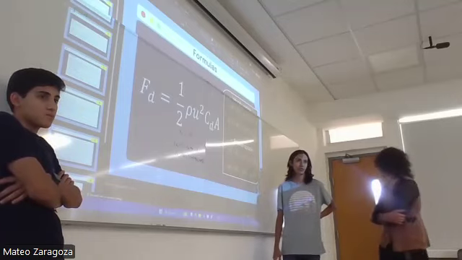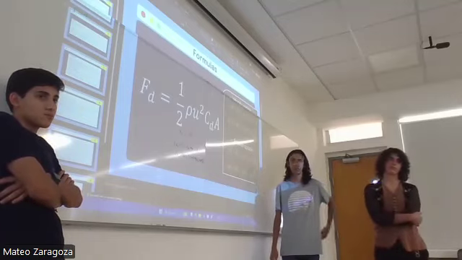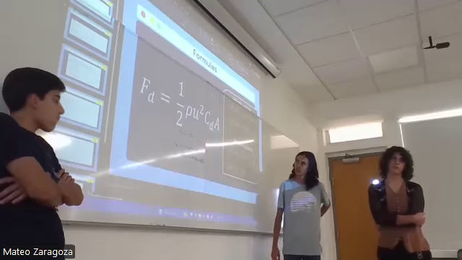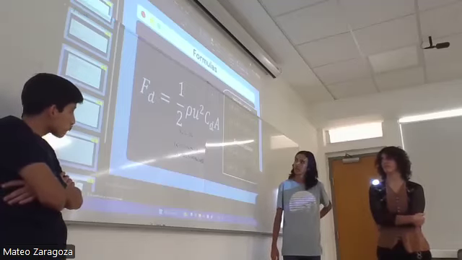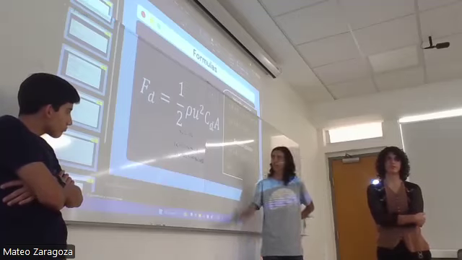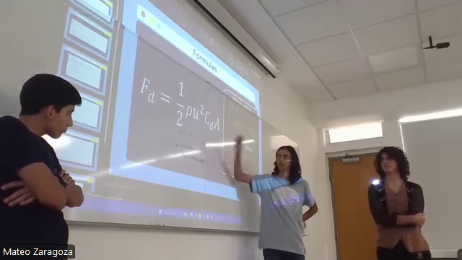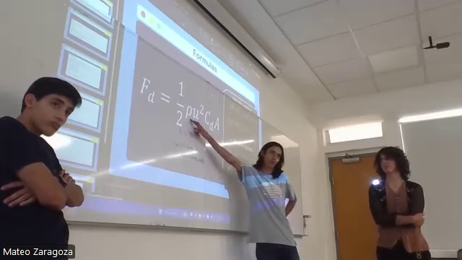The friction coefficient. The friction coefficient is the B or the C sub B. That's the drag coefficient. This one is the drag coefficient, yes, and this one is the friction, no.